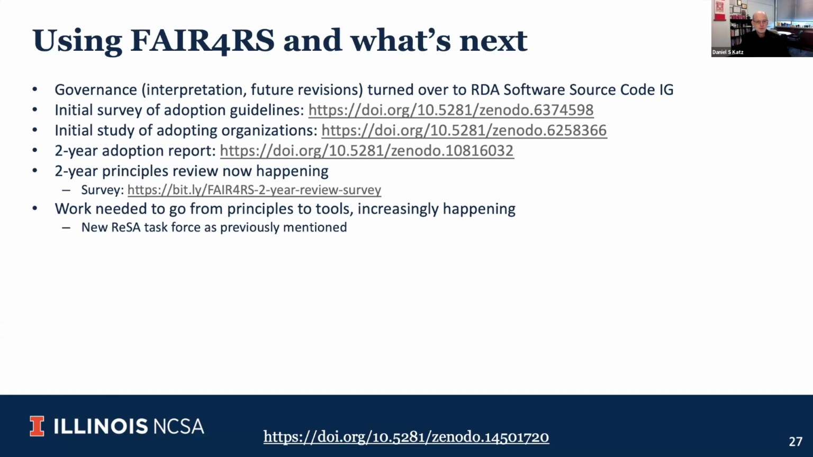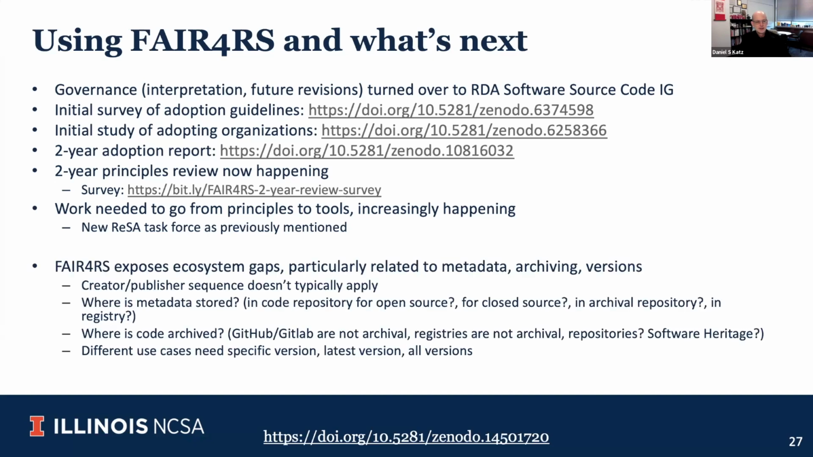There's work needed to go from principles, which are general statements, to tools and practices, which are actually what developers need, and that's increasingly happening. Again, I mentioned that there's a new RSA task force on that. And then finally, FAIR for RS exposes a bunch of ecosystem gaps, particularly related to metadata and archiving and versioning. As I said, the creator-publisher sequence typically doesn't apply for research software. We have questions about where metadata should be stored, where code should be archived, and the fact that versioning is complicated, where different use cases may need a specific version of the software or the latest version or all versions.